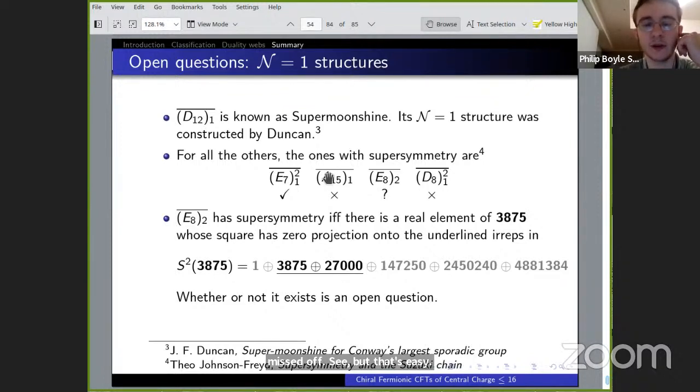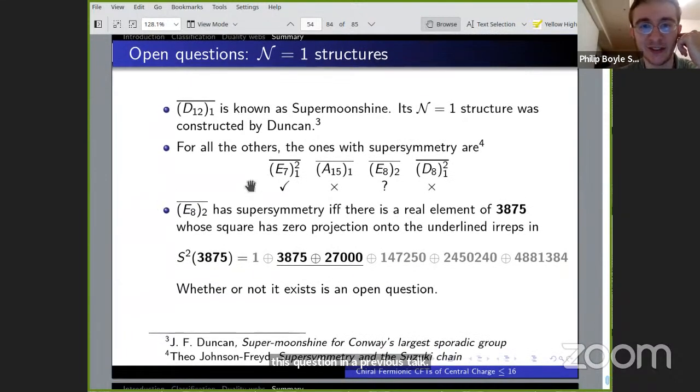The answer to that question was answered in 4 by Theo, which is particularly awful because he actually asked this question in a previous talk, despite knowing the answer. So the answer is as follows. E7 squared does have supersymmetry. According to the paper, these two don't. But interestingly, there's a question mark for E8 level 2.